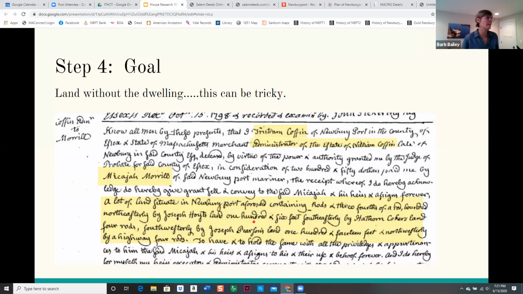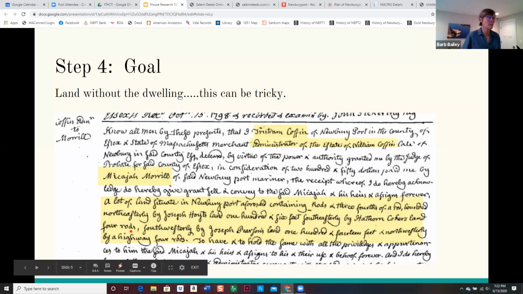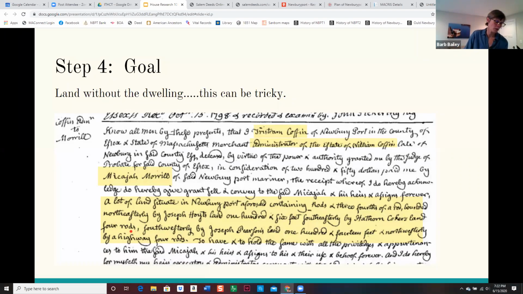And you'll also see in the earlier deeds, they talk about rods. The deeds used rods and links back then. You can do a Google search and just say rods to feet, and it'll bring up a little calculator for you, and you can plug in how many rods it says, and it'll tell you how many feet it is, or vice versa. So that's always a really helpful thing to do as well.